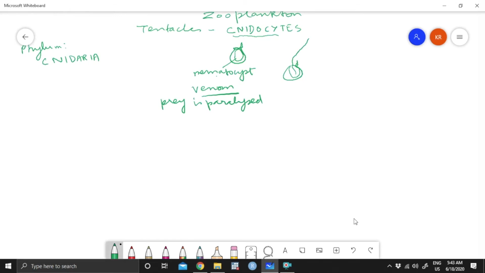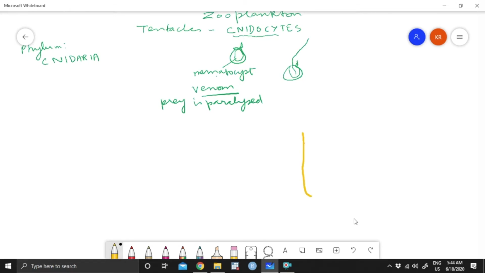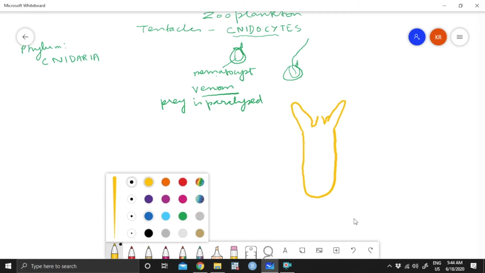Now let us try to draw a diagram showing the section of the hydra. So I am drawing somewhat similar diagram. Alright, this is one layer and we will try to show another layer as well.